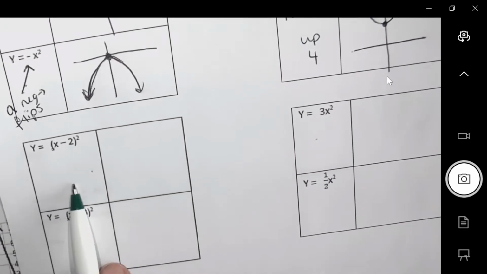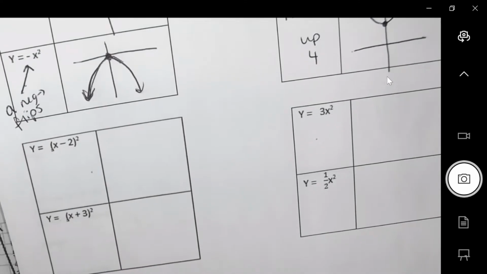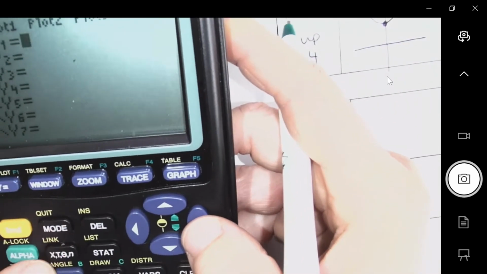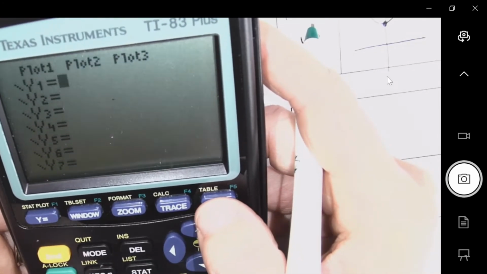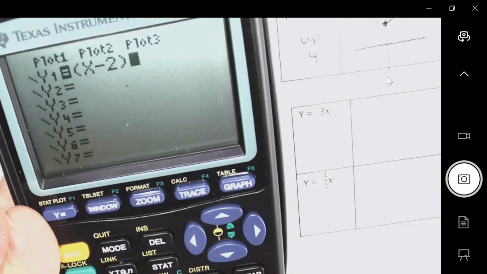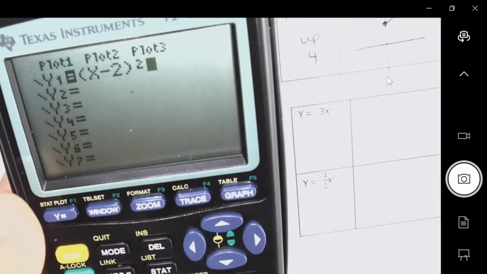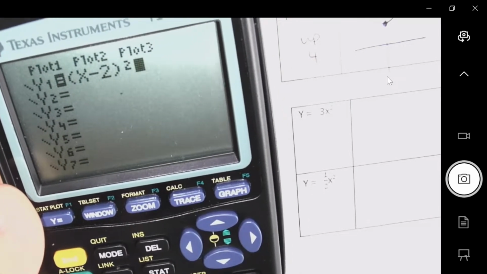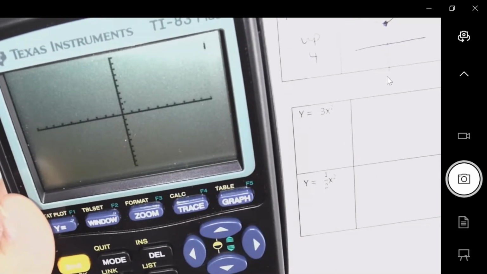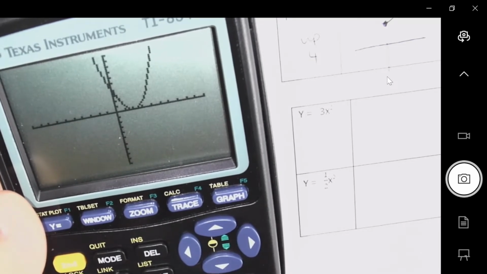So this time I'm putting a number in the part that's squared. Okay, so let's see what happens. Y equals, let's just clear that. Clear. Bracket X minus 2 bracket. And then a squared symbol after that. Okay, everyone's okay with how to type? That's a subtract, not a negative, that's a subtract. Graph. There's my parabola.